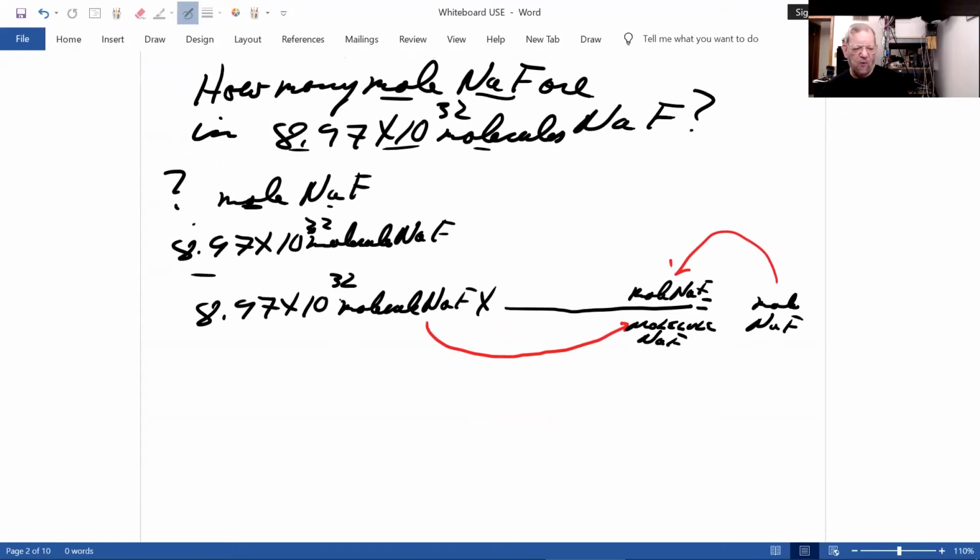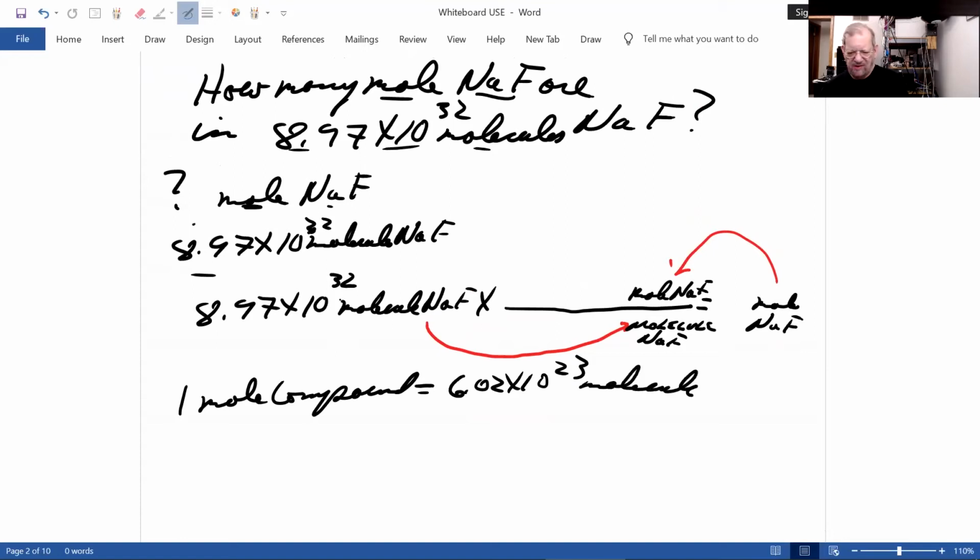And that is 1 mole of a compound equals Avogadro's number, 6.02 times 10 to the 23rd molecules of the compound. And therefore, if A equals B, they're two ratios. So if I look up here, what do I put for moles of sodium fluoride? The number 1 from this ratio, or this definition. Remember, 1 is an exact number and doesn't play a role in significant figures.